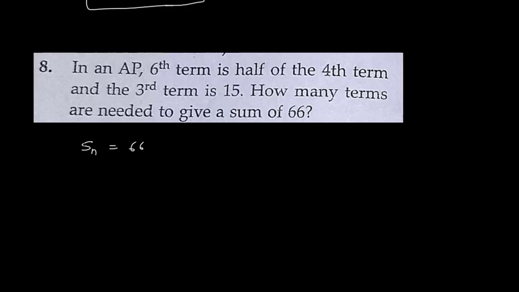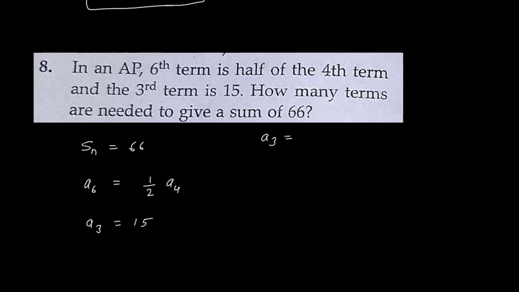The sixth term is half the fourth term. It is given that the sixth term, that is A6, is half of the fourth term. So A6 is half of A4 and A3 is given, A3 is 15. We have to find n, right? Okay, so we will apply the formula for all these three. First we will start with A3.